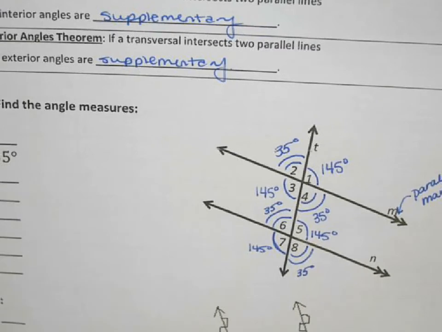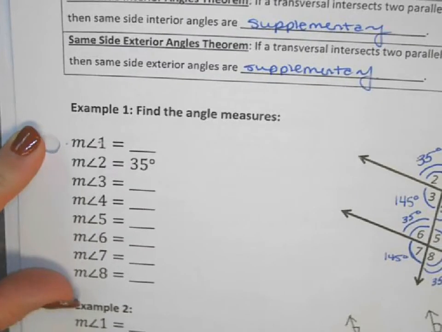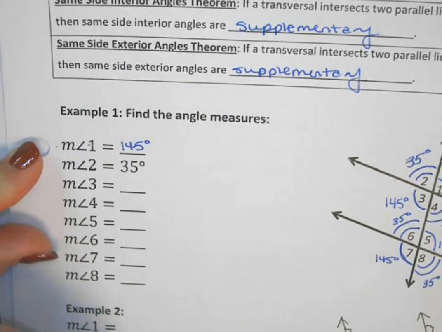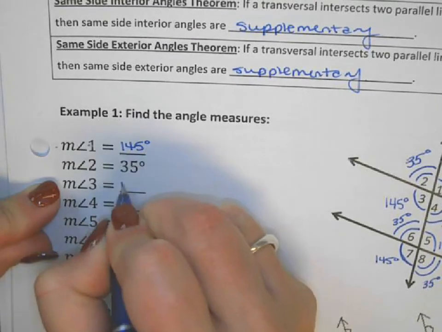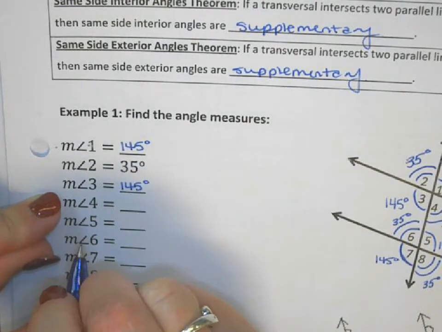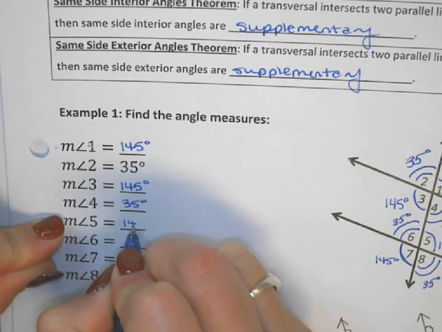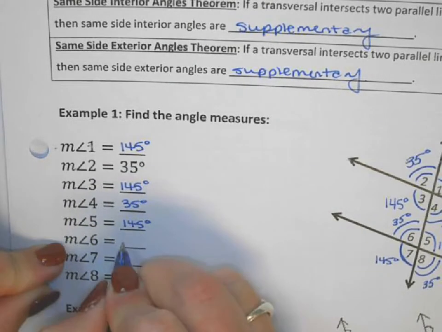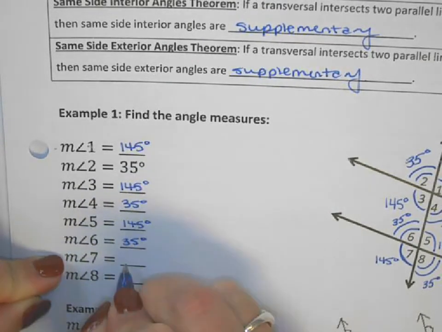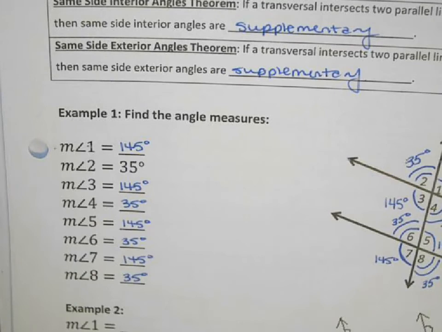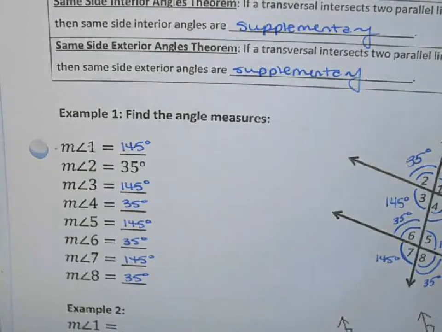Then I'm going to go over, I'm actually going to label them over here where it says, look, I labeled 1 145 degrees. I labeled 3 145 degrees. I labeled 4 35 degrees. I labeled 5 145 degrees. I labeled 6 35 degrees. 7 is labeled 145. And 8 is labeled 35 degrees. So I use my diagram, and we use those labels to find all these angle measures and mark them.